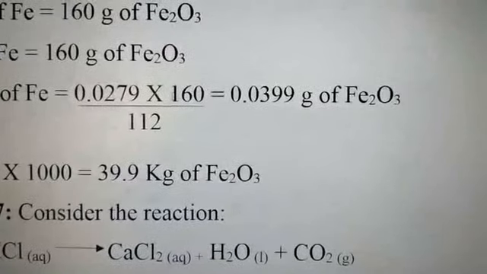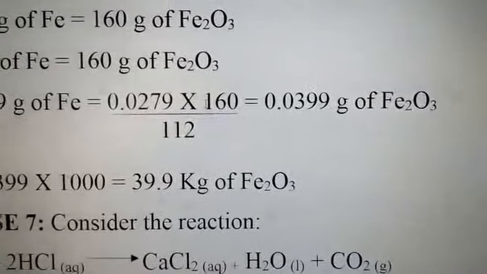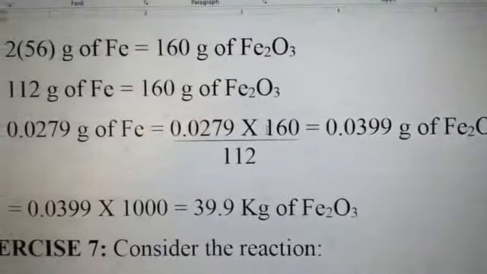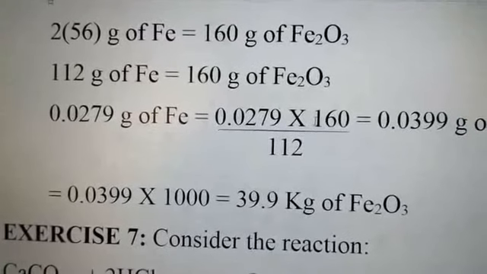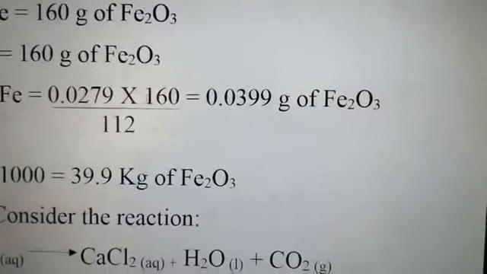But the question asks us to find how many kilograms of iron trioxide. But we have to work in grams since our molar masses are in grams. So that will convert that initially to 0.0279 grams. We didn't use kilogram to solve it. But the question says how many kilograms of iron trioxide.